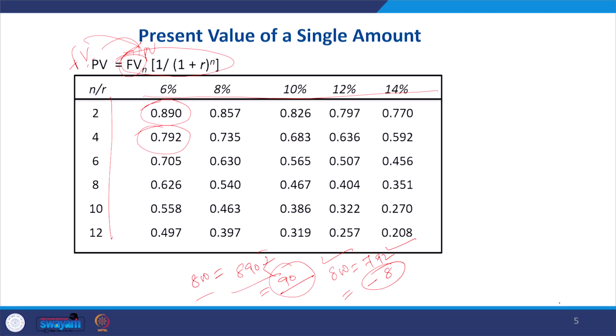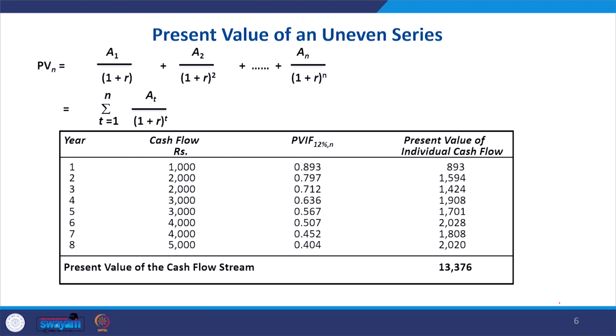So when you are going to talk about the present value of a single amount, we are going to start with calculating the present value of the uneven series, and here maybe these are the cash flows. Uneven means we have multiple years here, 1 to 8 years, 1, 2, 3, 4, 5, 6, 7, 8 years, and these are the 8 cash flows available here, and we have here now the factors we have taken from the table.